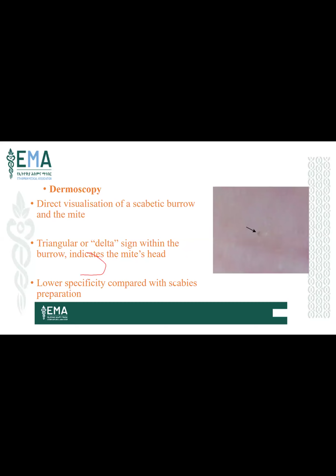So what we typically see on dermoscopy is this triangular or delta sign, this brownish triangular thing on the dermoscopy. This is what we call the triangular delta sign. It is the mite's head, and the sensitivity is usually low compared with the scabies preparation, and also in pigmented skin like ours, it's not usually possible to see the mite head. And in crusted scabies, a noodle-like pattern is usually visible in dermoscopy.